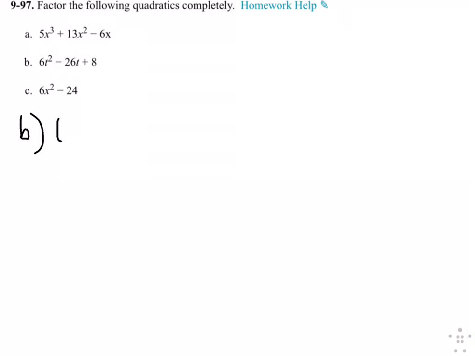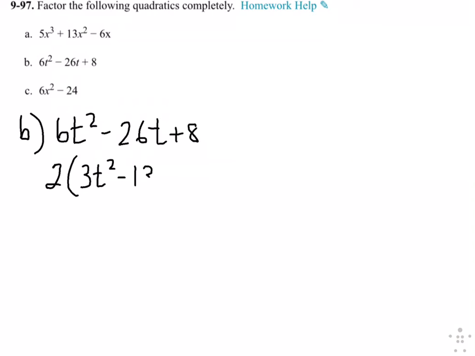Okay, for b, let's make space. For b, we have 6t squared minus 26t plus 8. Okay, let's factor out the GCF. The greatest common factor in here is 2. So we have 2 times 3t squared minus 13t plus 4. Always easier to factor the GCF out at the beginning than at the end, right?